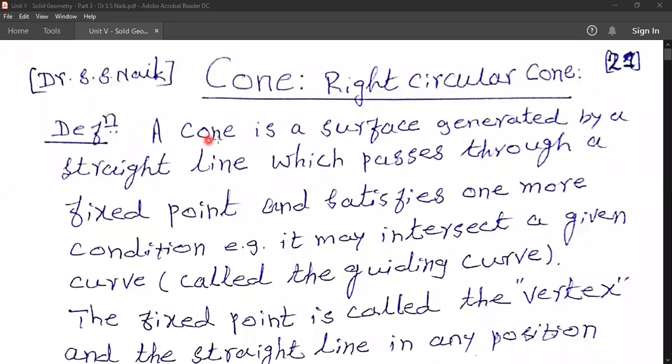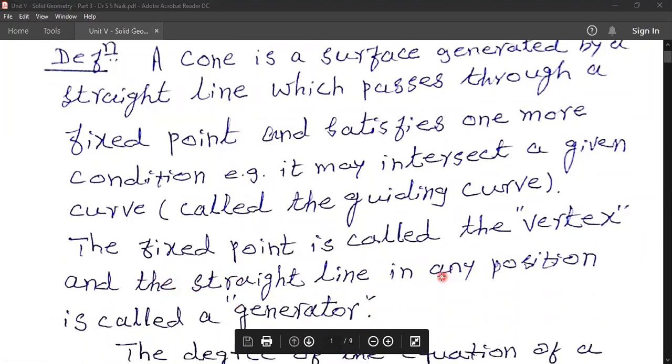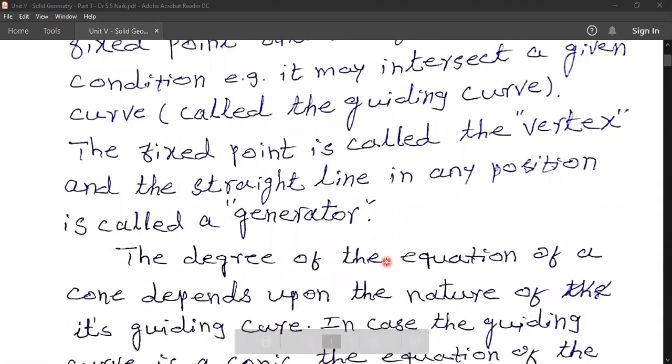Definition: a cone is a surface generated by a straight line which passes through a fixed point and satisfies one more condition. For example, it may intersect a given curve called the guiding curve. The fixed point is called the vertex, and the straight line in any position is called the generator.